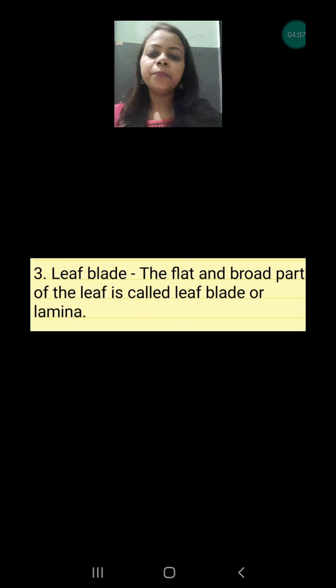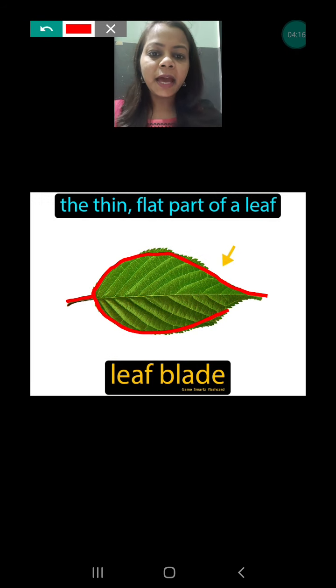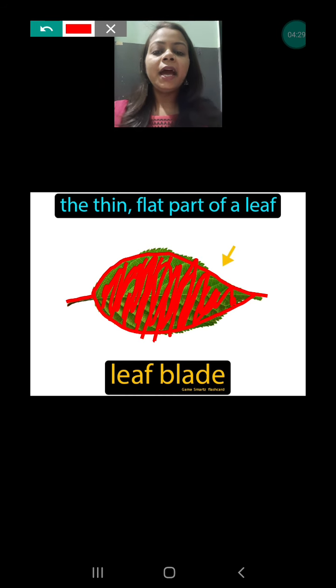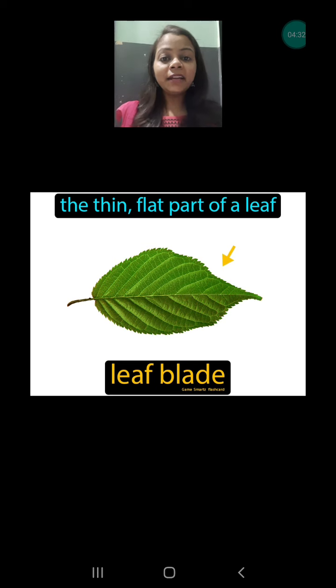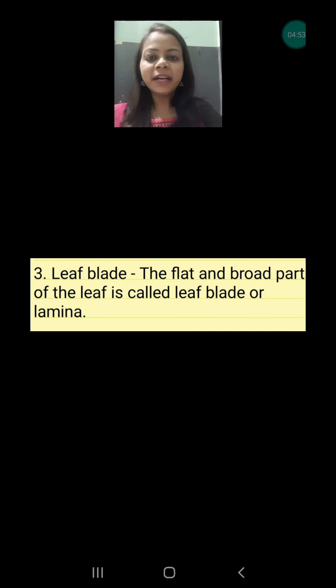Third is leaf blade. It is a part of the leaf. If I show you, this is a leaf, and this whole surface is known as the leaf blade. It is the thin, flat and broad surface. This is the leaf blade, and it is mostly flat and thin. Why? So that it can absorb the maximum amount of sunlight. So the leaf blade is the part of the leaf, and it is very thin and broad, so that it is able to absorb the maximum amount of sunlight. It is also known as lamina. So leaf blade and lamina both are the same thing.